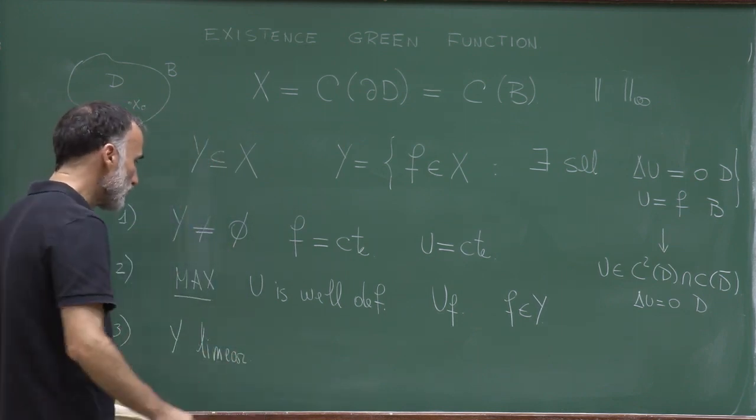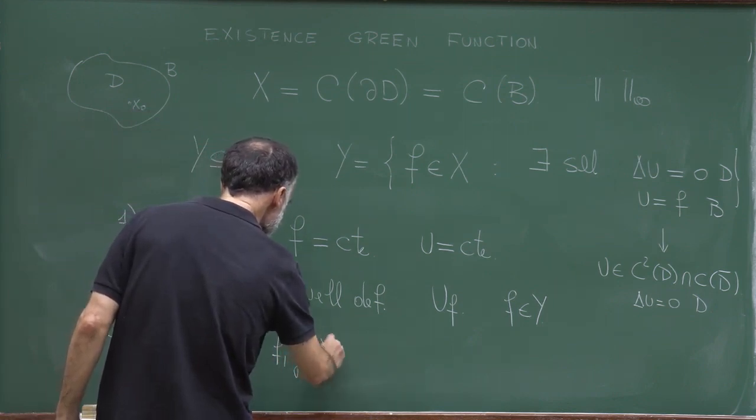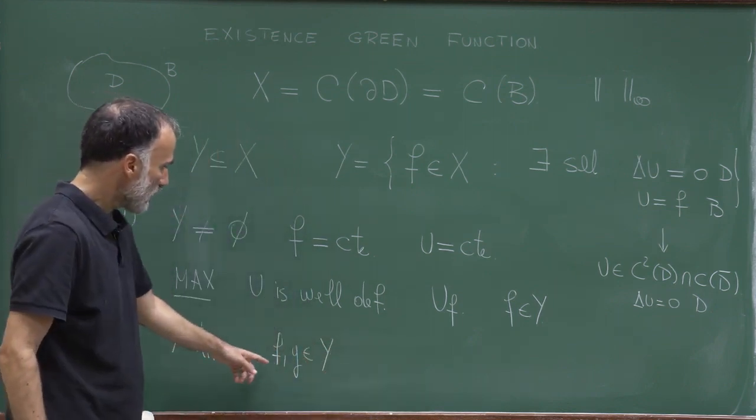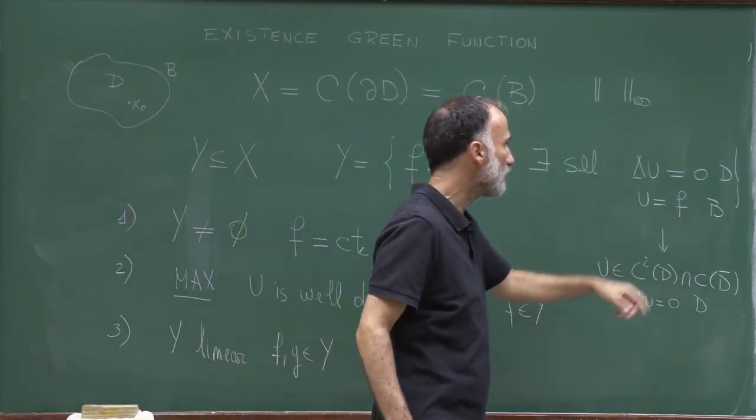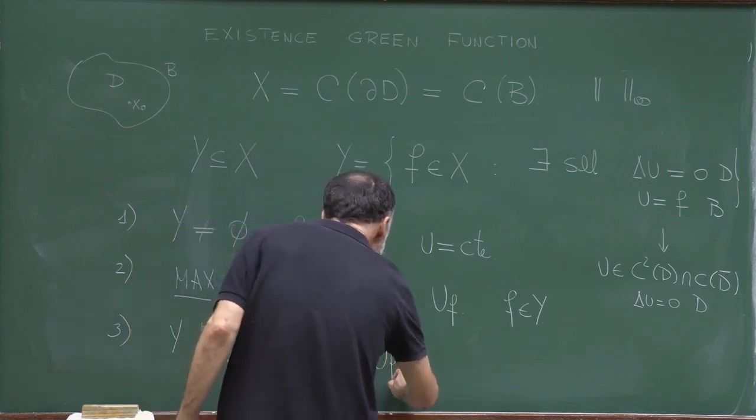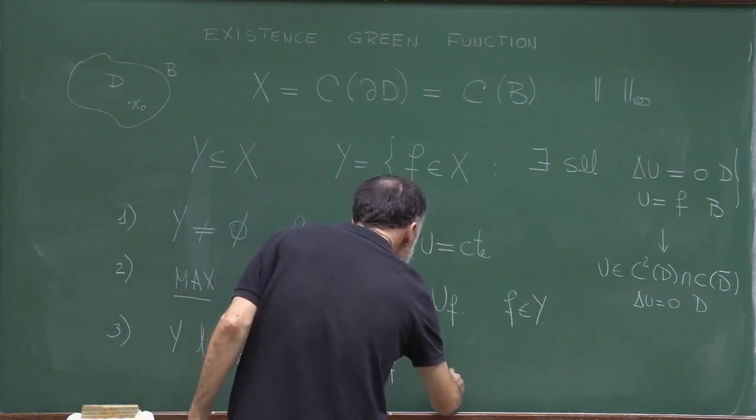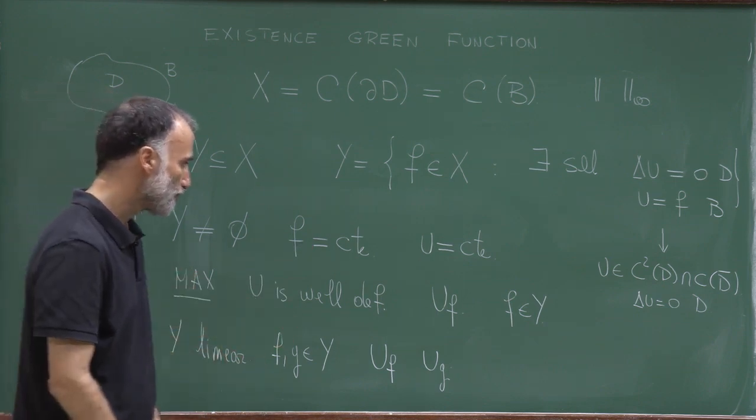So to prove that u is linear, let's take two functions f and g in Y. Since f and g belong to Y, this means that this equation with f and g at the boundary has a solution. There is at most one solution, so I'm representing by u_f and u_g the solutions of these equations with the boundary values f and g.